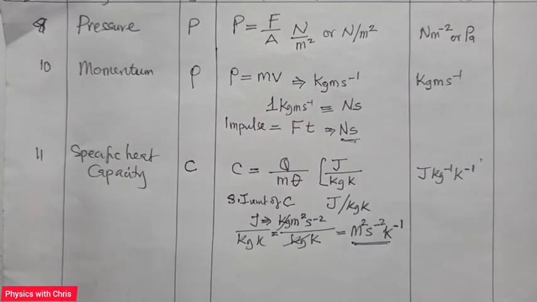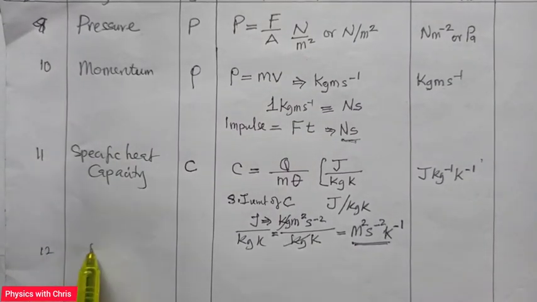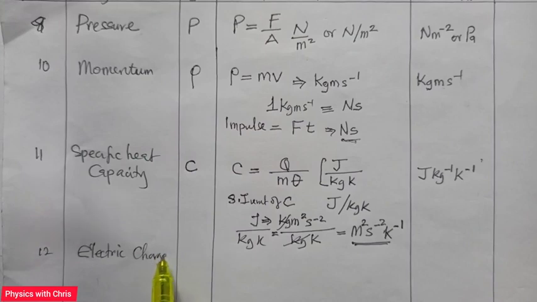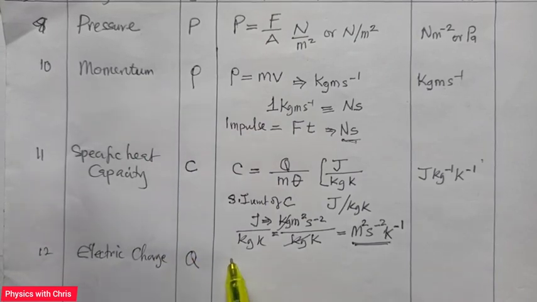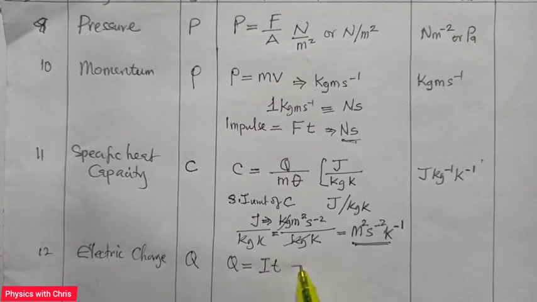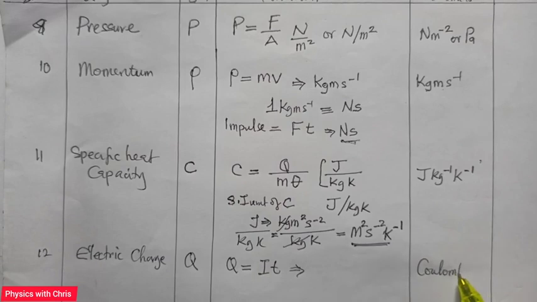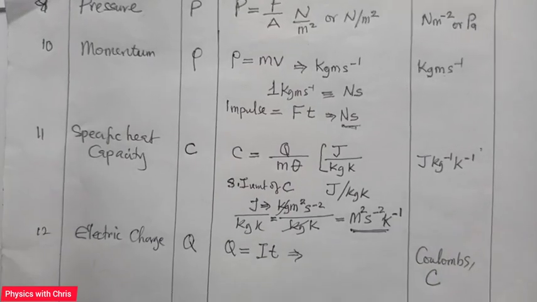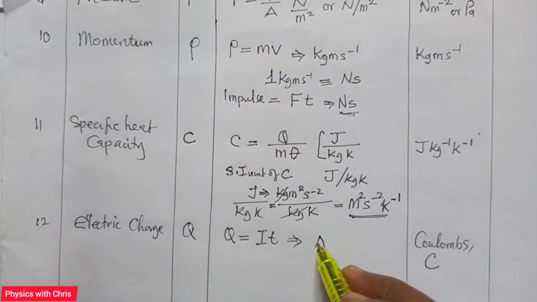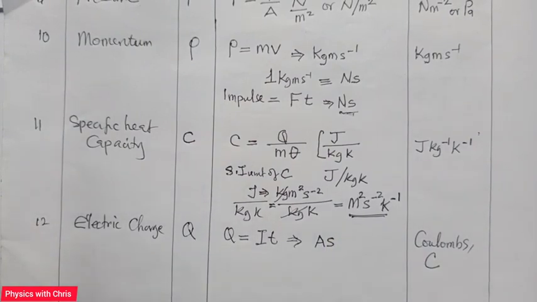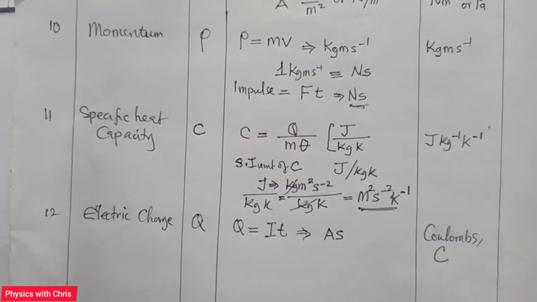Okay, now let's look at electric charge. The symbol is Q. Charge is defined as the product of current and time. So the SI unit is the coulomb, in honor of Mr. Coulomb. C is the symbol for charge, but the base units are ampere for current and second for time. So the coulomb C is equivalent to ampere second.